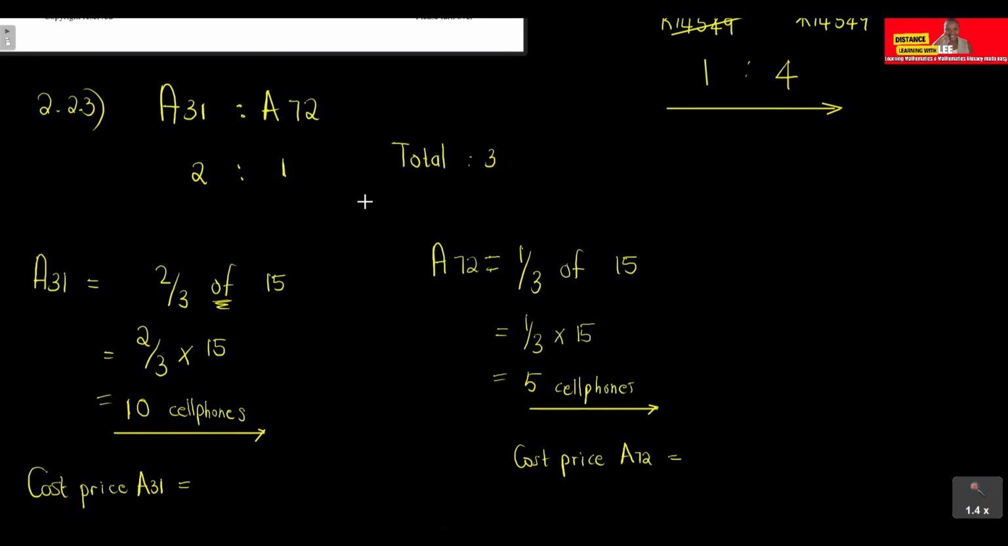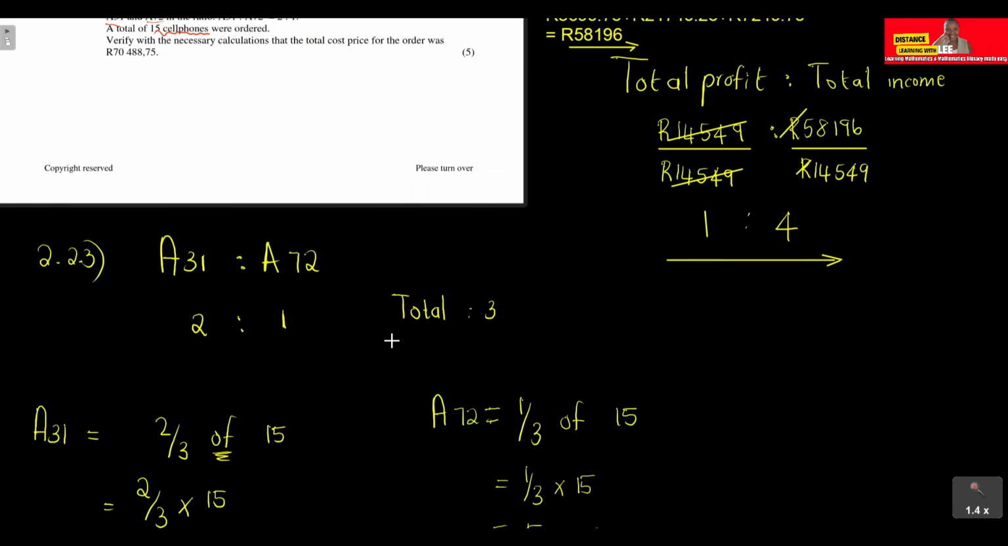Then we know that he bought 15 cell phones. Out of that 15 cell phones, 2/3 is the A31, and 1 out of 3 is the A72. So we need to determine what is 2/3 of 15, and what is 1/3 of 15. From there, that is how you basically obtain your values. If you are able to get that part, then it becomes smooth sailing from there. I hope I managed to clarify that one for you guys.